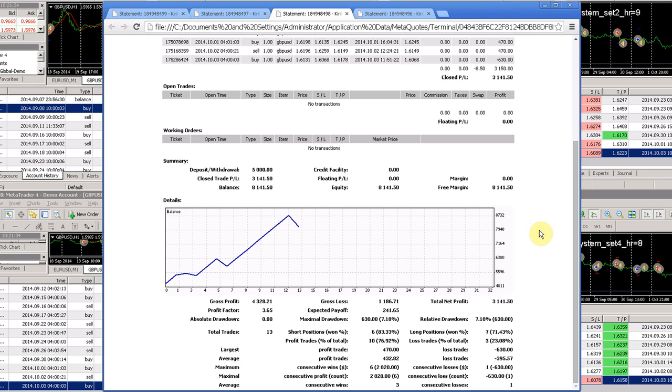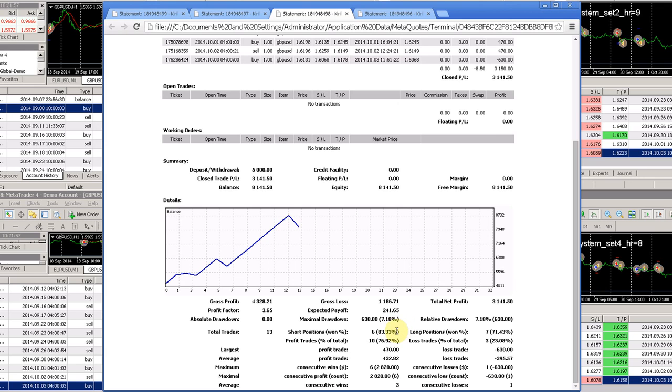systems. And also, you should look at other factors, like in this case, profit factor is 3.65, which is more than double the recommended 1.6. Expected payoff is incredible, $241 net profit per trade. So it's got a lot of good stuff to it. Like maximal drawdown is only 7.18%, so that's under 10% of maximal drawdown.